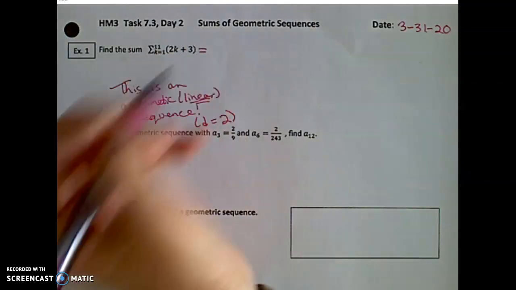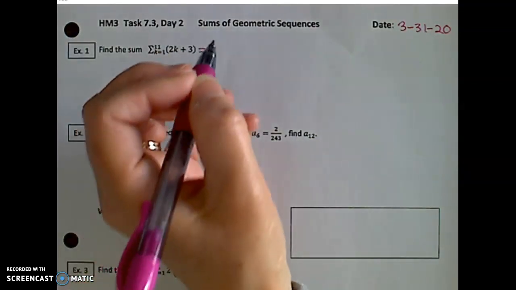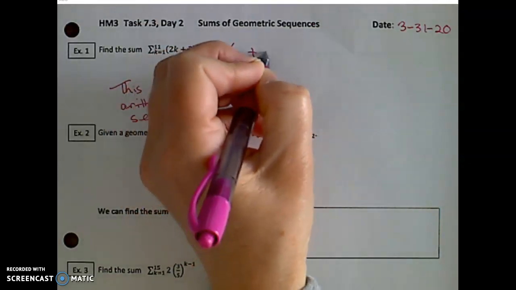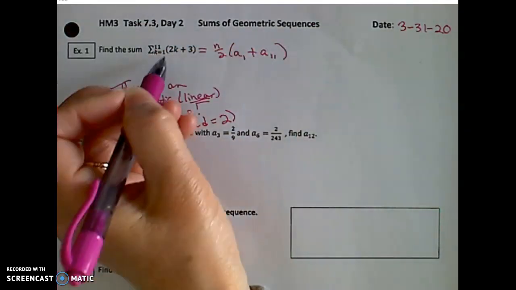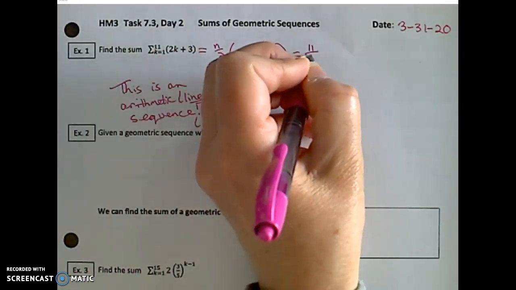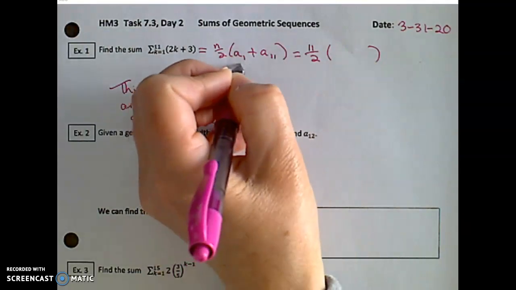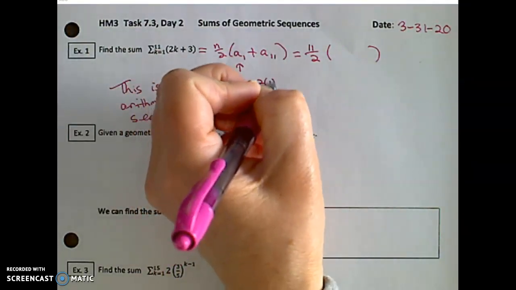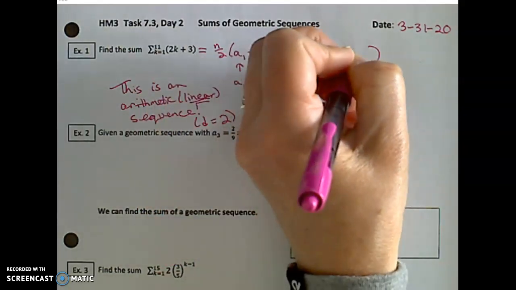So it is an arithmetic sequence with a common difference of that slope, which is 2. Since it's an arithmetic sequence, I can use the formula for the sum of an arithmetic sequence, which is n over 2 times the first plus the last, in this case from 1 to 11. Number of terms is 11. 11 divided by 2 times what is a sub 1? A sub 1 is plug in 1. 2 times 1 plus 3, which is 5.